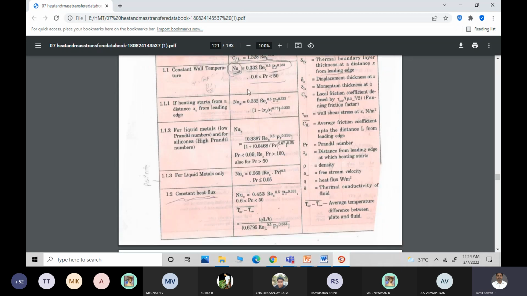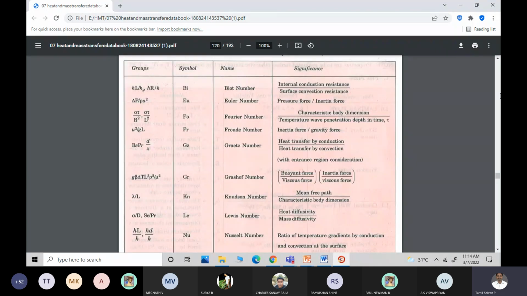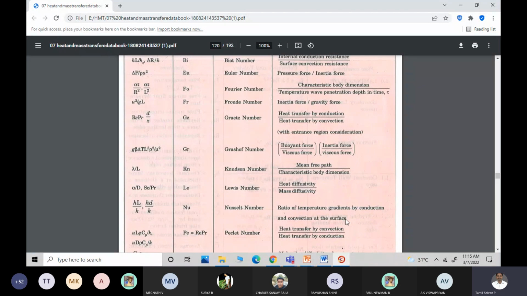You can use different expressions to find out the Nusselt number, and finally the Nusselt number and Grashof number are used in this. The Grashof number is the product of buoyant force by viscous force and inertia force by viscous force, or in other words, buoyant force into inertia force divided by viscous force whole squared. And Nusselt number is nothing but the ratio of temperature gradient by conduction to that by convection at the surface.